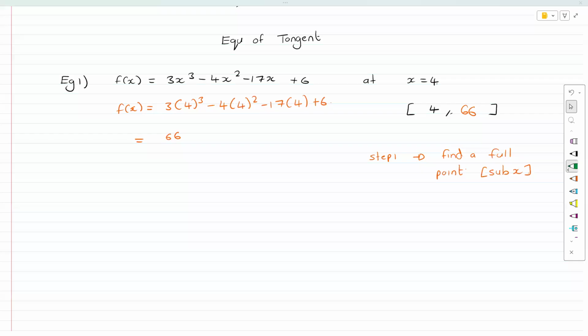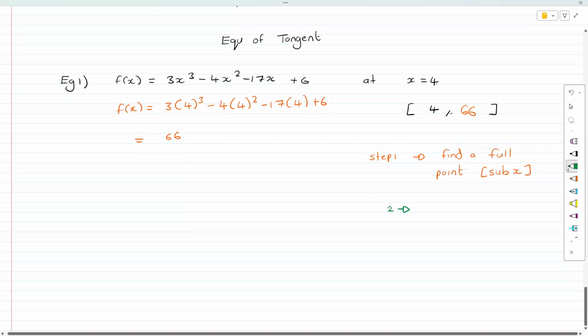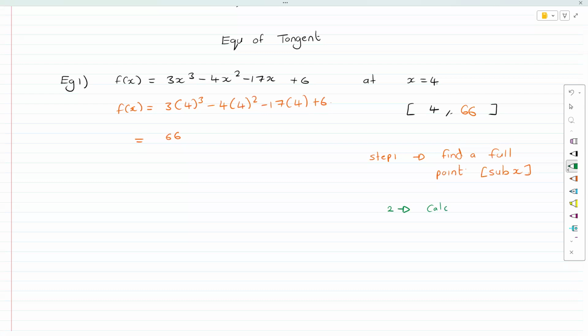Will you be able to do an example for us? Yes, I'll do all examples. Don't stress. Step 2, I'd need to calculate basically m. Let's say calculate gradient.